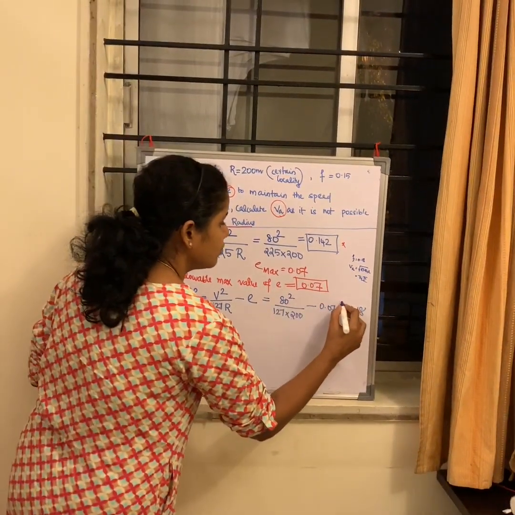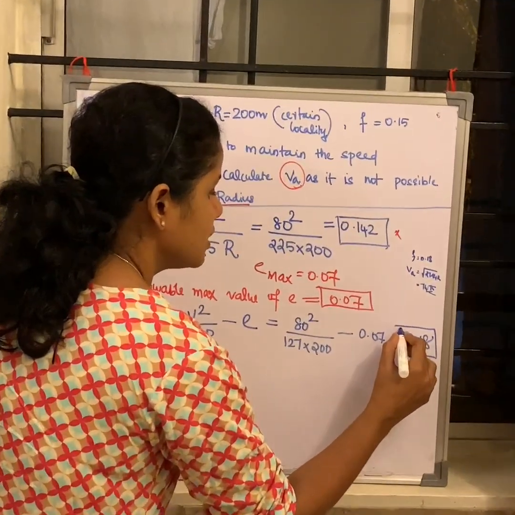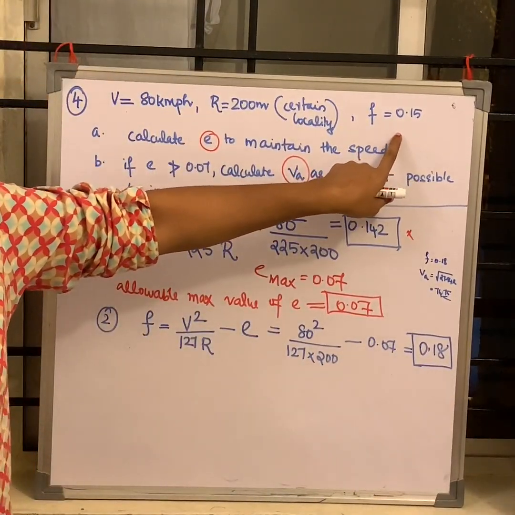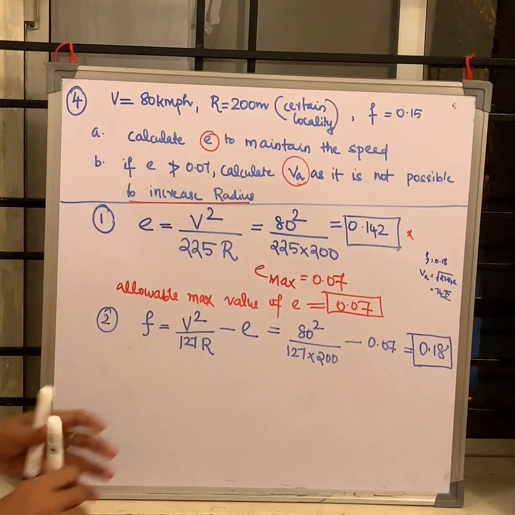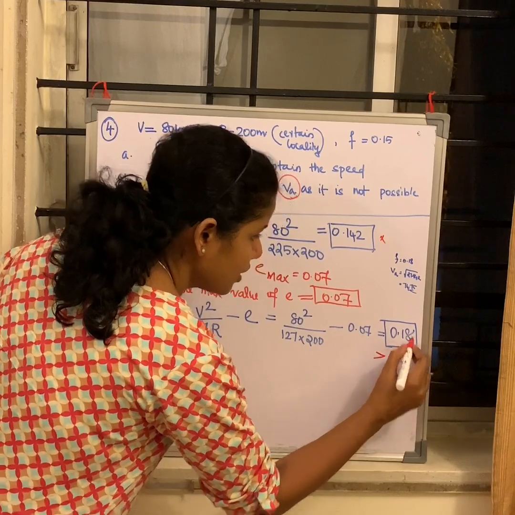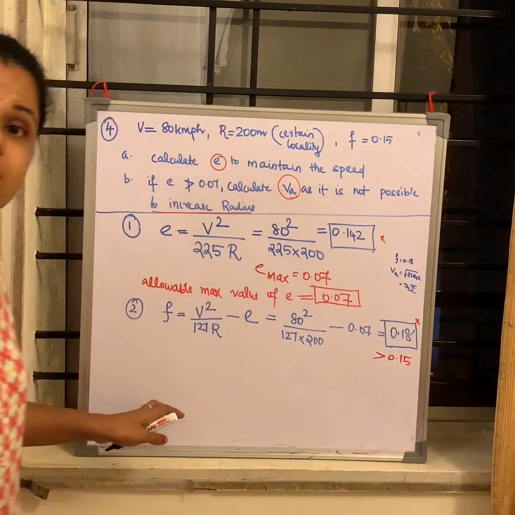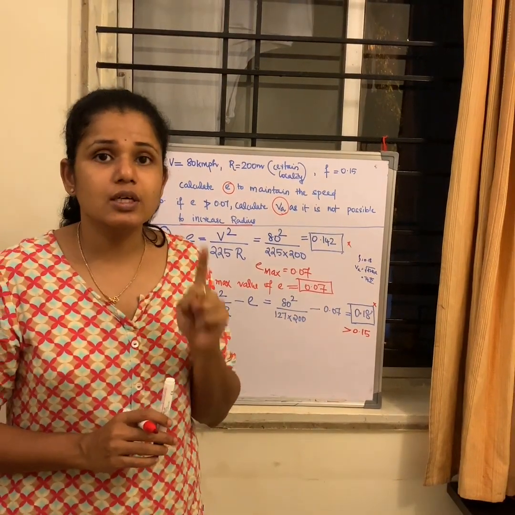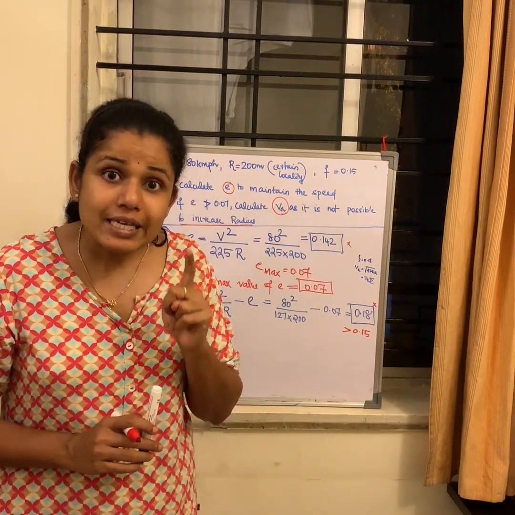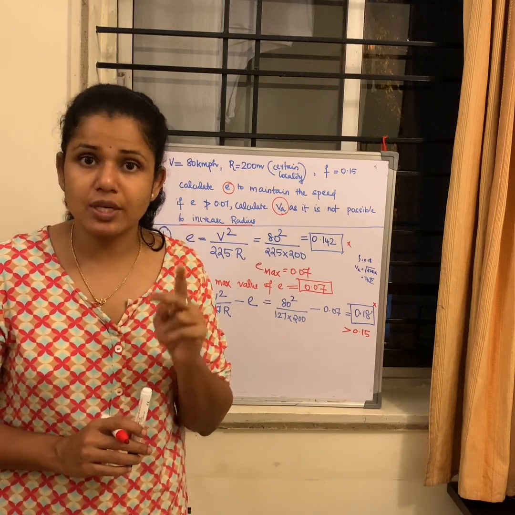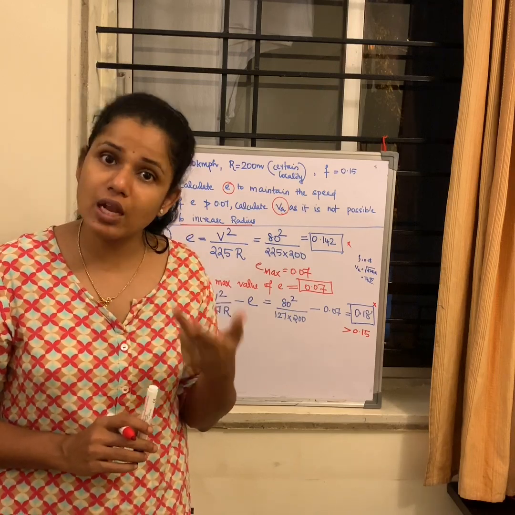You got the friction for the full design speed as 0.18, but the design value of lateral coefficient of friction is 0.15. That means it's greater than 0.15. This is not a safe condition. So only two possibilities here. Either increase your radius of curvature or have a restriction in speed. That's something called calculating your allowable speed.